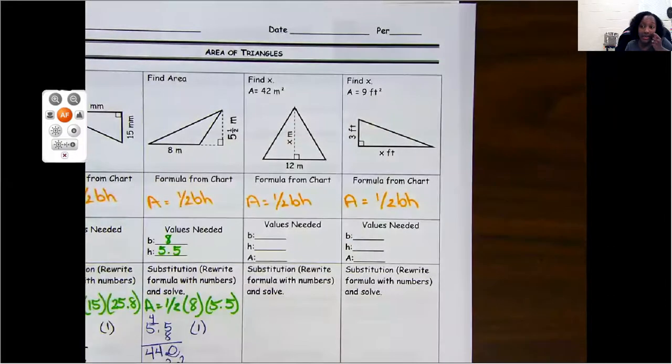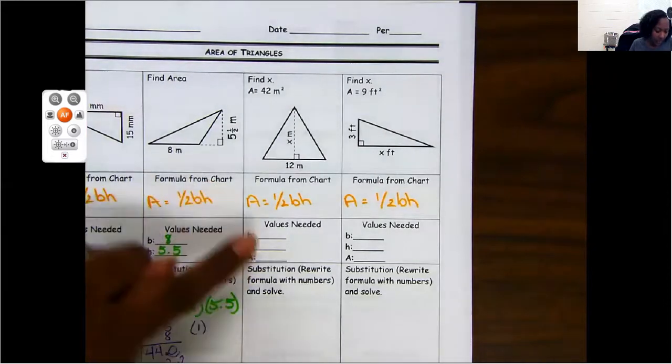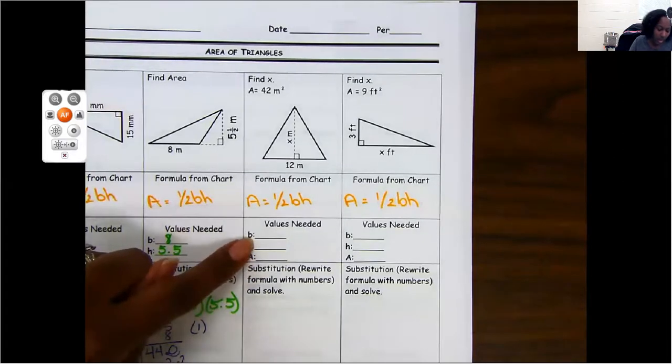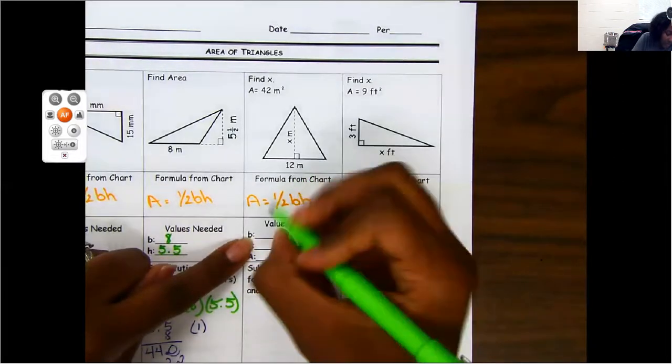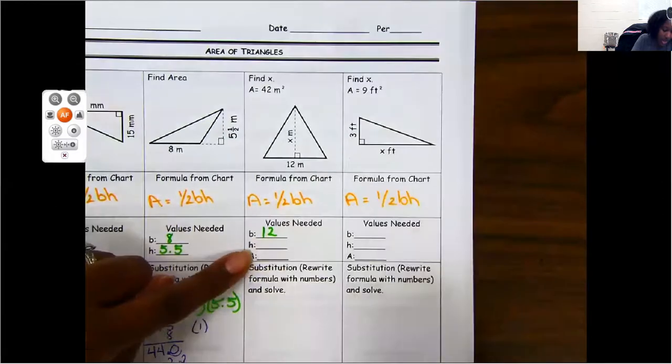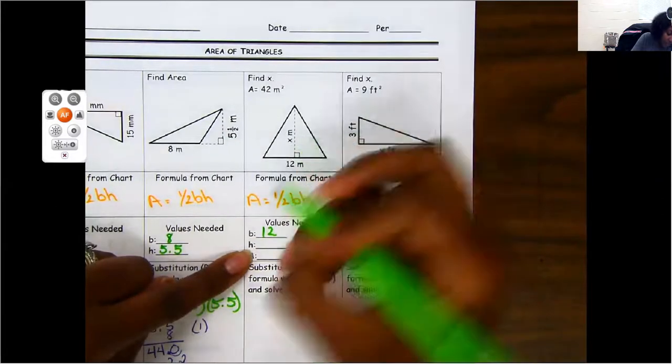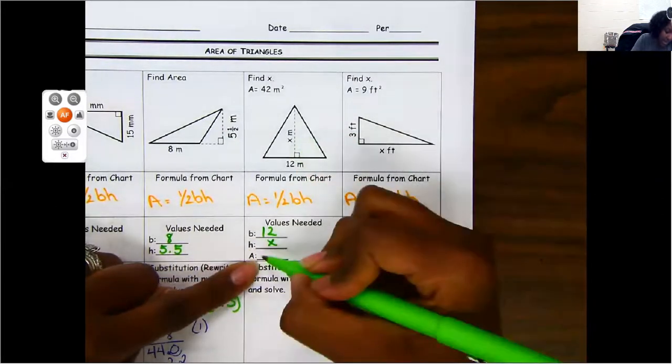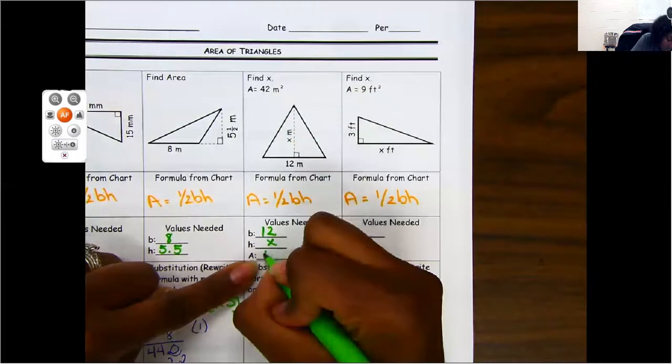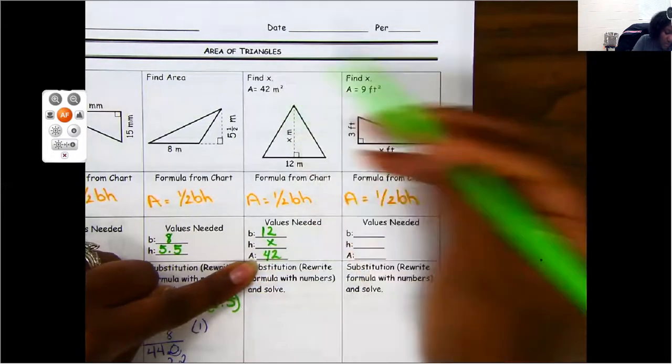So now I need to work backwards to figure out what I am missing. Am I missing my base or am I missing my height? Let's see. This one, I happen to have my base. It says 12 meters. I am missing my height, so I'm going to put X. My area is 42 meters squared.